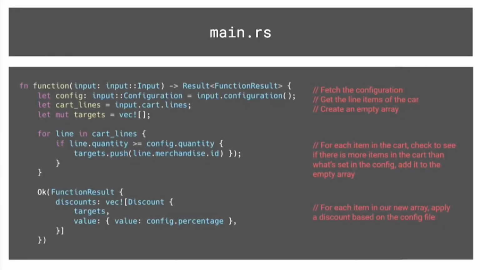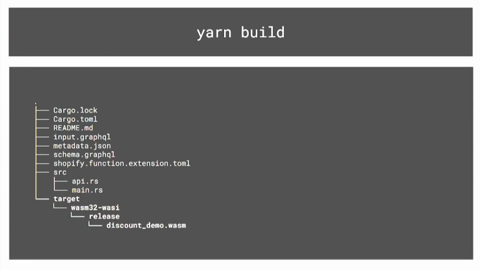And then after that, to finalize your call, you want to apply a discount. So if you look at the config.percentage, you can now apply a discount to each and everything in that array that you've kind of pushed onto it. And at the end, you should now have a function built, and now you want to compile it to WebAssembly.